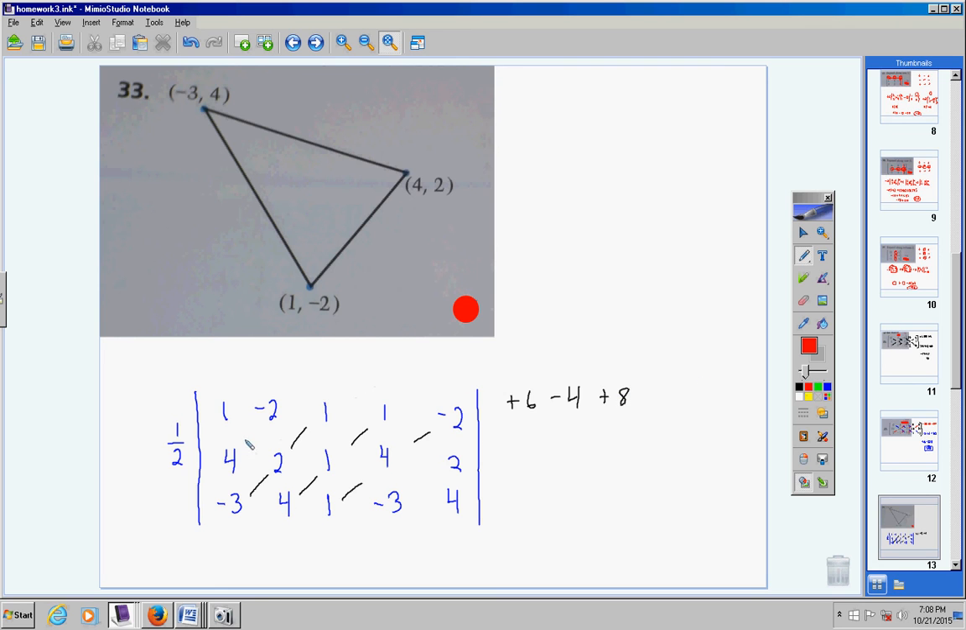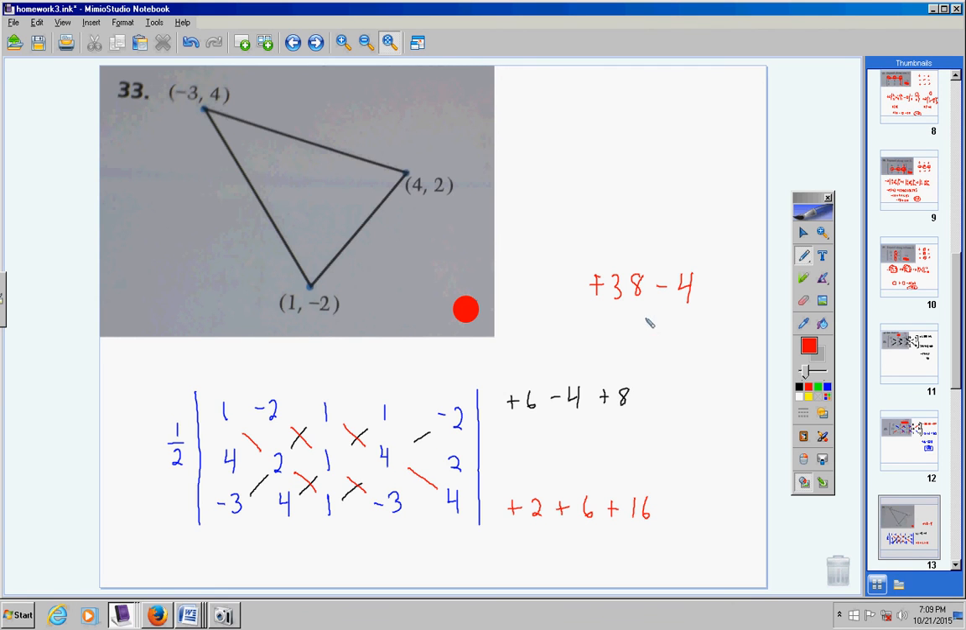So we have 1 times 2 times 1, that's a positive 2, so we leave a positive. And then multiply 2, 1, and negative 3. That's a positive 6, so we leave it positive 6. Then we multiply down 1 times 4 times 4, positive 16, okay? So if you add up all of your positive numbers, you'd have 14, 30, 38. If you add up all your positive numbers, 38. And if you add up all your negative numbers, you'll get negative 4.